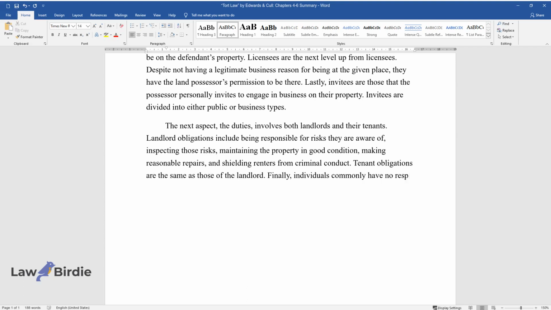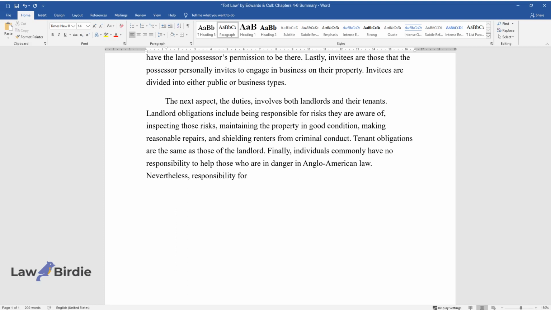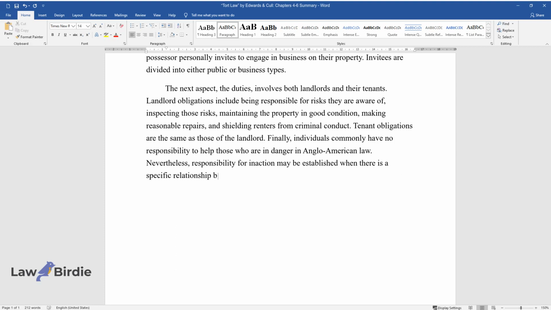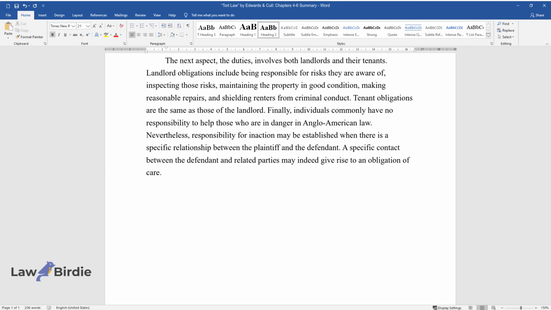Finally, individuals commonly have no responsibility to help those who are in danger in Anglo-American law. Nevertheless, responsibility for an action may be established when there is a specific relationship between the plaintiff and the defendant. A specific contact between the defendant and related parties may indeed give rise to an obligation of care.